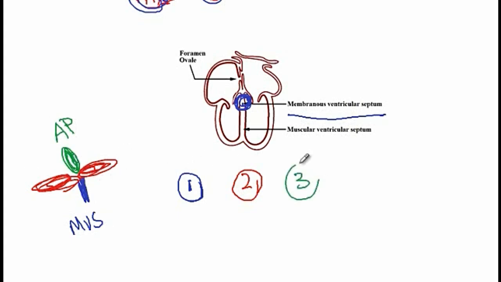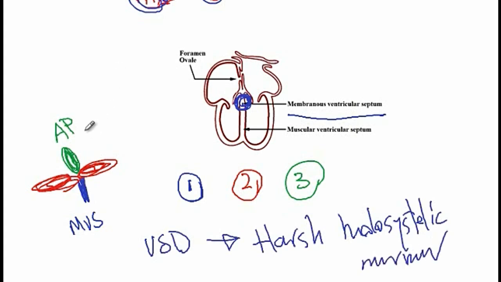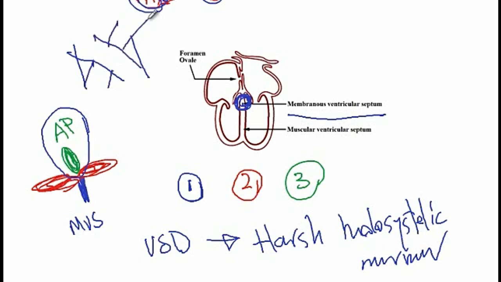So just to repeat that again, the ventricular septum is made of the membranous ventricular septum, endocardial cushion, and aorticopulmonary septum. Now a defect in any one of these structures can cause a ventricular septal defect, which presents with a harsh, hollow systolic murmur. I would also like to mention that the function of the aorticopulmonary septum is to divide the truncus arteriosus into the aorta and the pulmonary trunk.